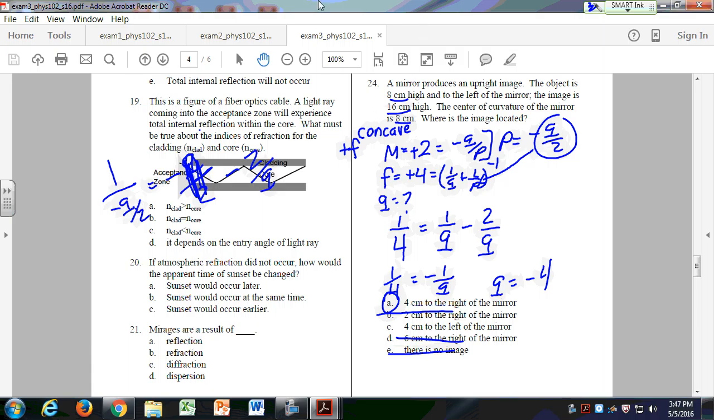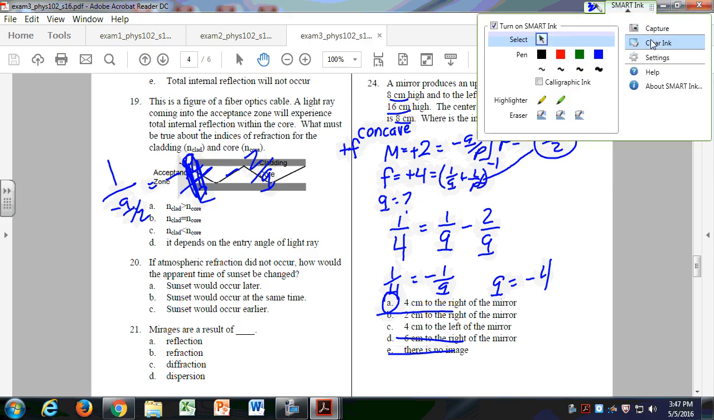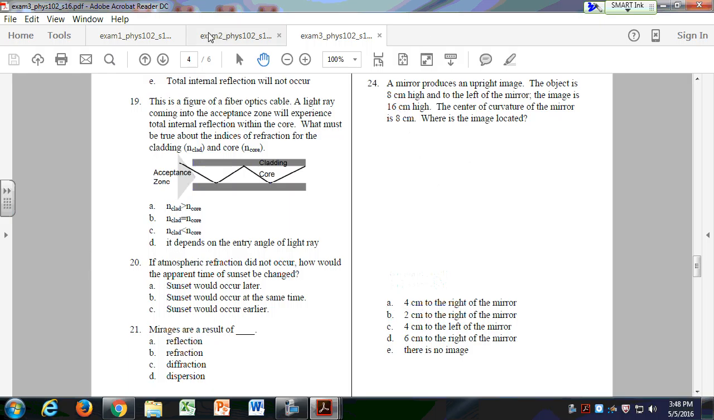Y'all good on that? Y'all want to look at the last test? Okay. Anything else from this one? Okay, let's look at the last one.